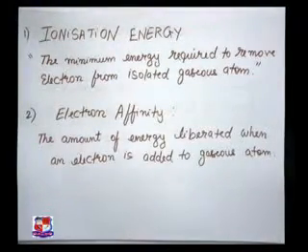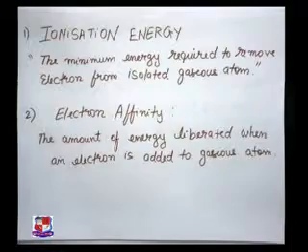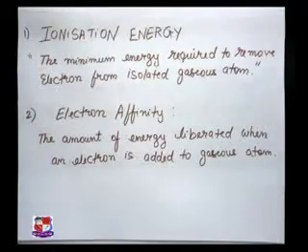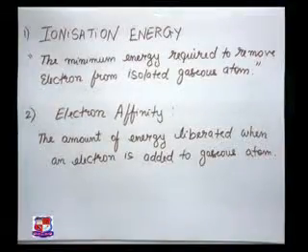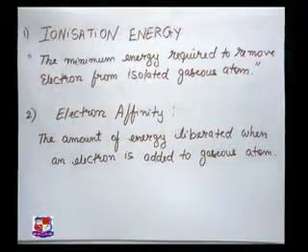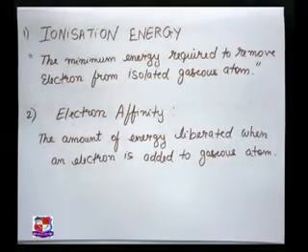In ionization energy, you are basically giving energy, you require some energy to remove the electron. But in the case of electron affinity, energy is liberated in the process. There you need energy, here energy is liberated.